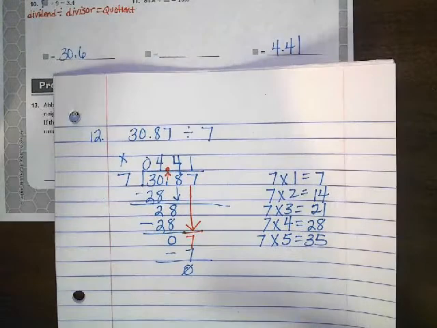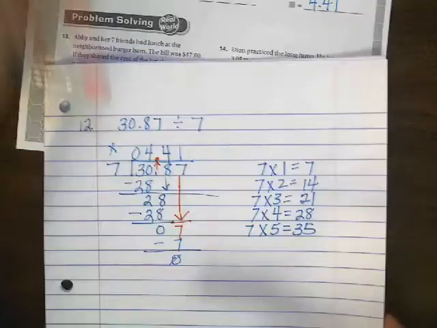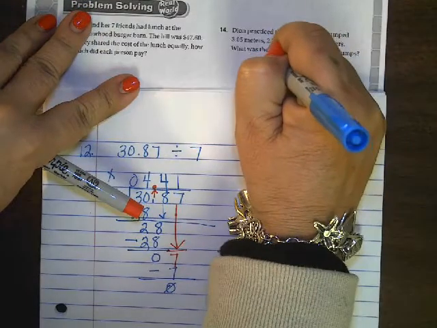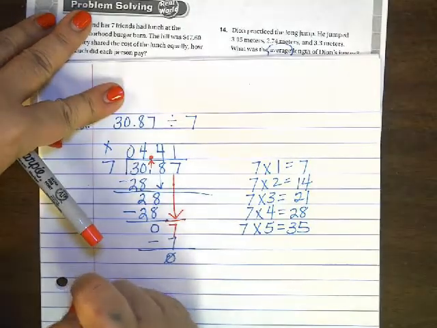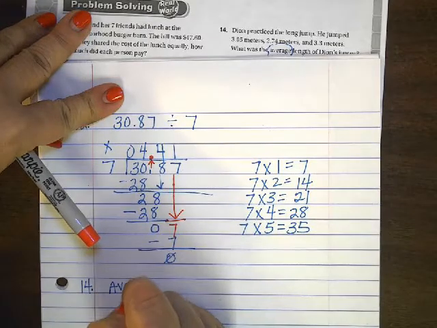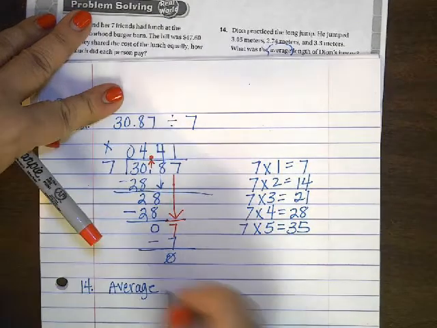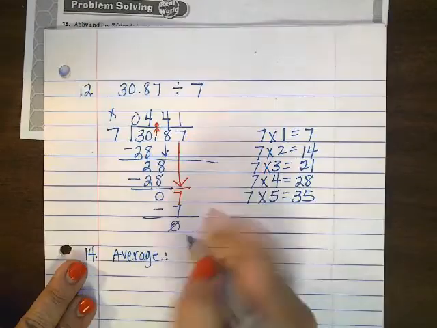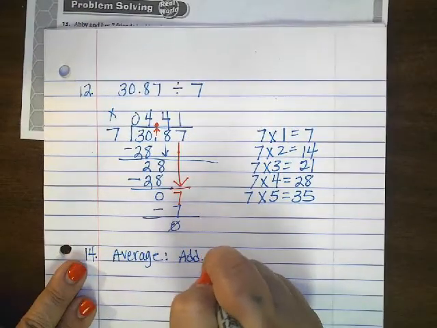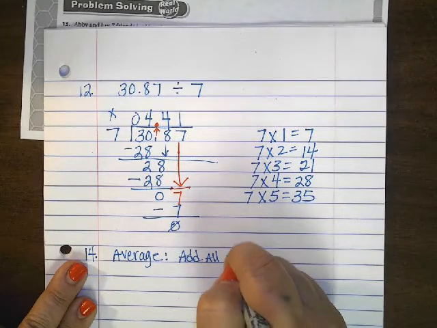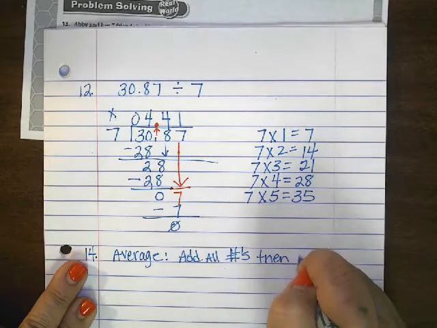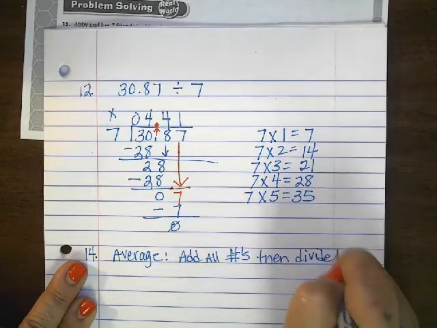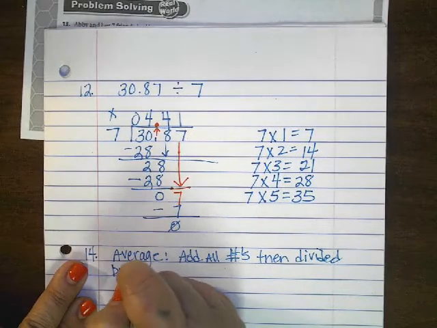Okay, so talking to Mrs. Jackson, she was saying that students were having difficulty using the concept of average. So one of the things I want you to remember is that to find the average of anything, like the overall, you have to add all the numbers. Then you're going to divide by the numbers.